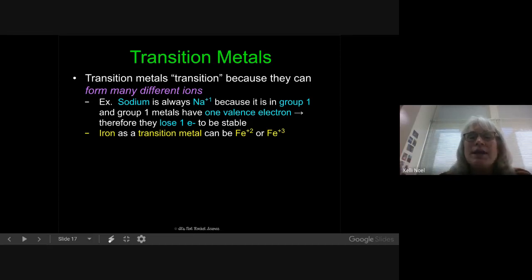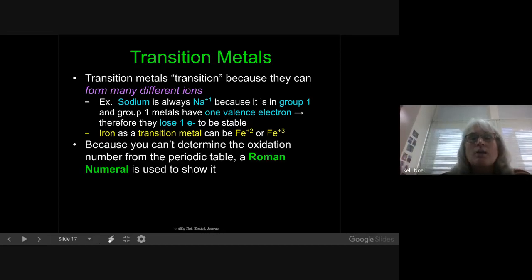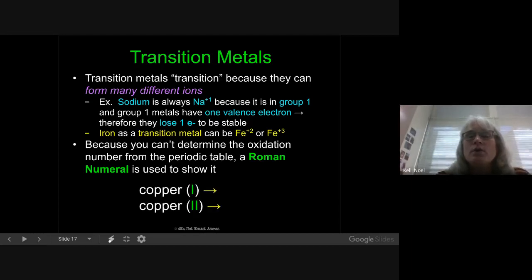And just looking at your formula, sometimes you can't tell which one it is. So when we write their names out, we usually use Roman numerals to tell you which one of the ions we're referring to. If you don't remember your Roman numerals, when we get to that section in the notes, you may want to write them down in one of the side columns on your note paper. So copper 1 means that copper can have an ion of +1. Copper 2 means an ion of +2.